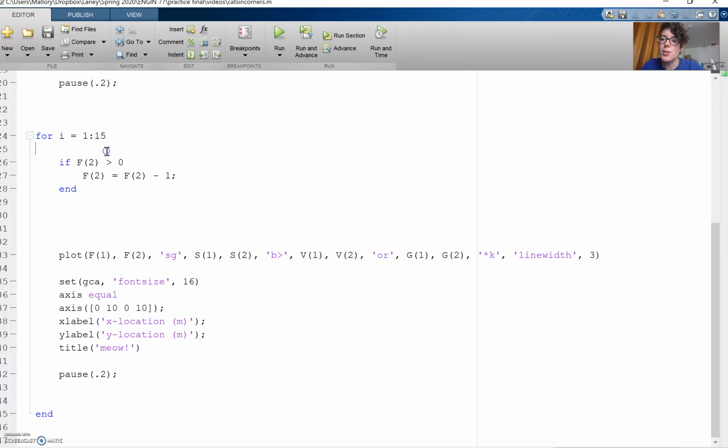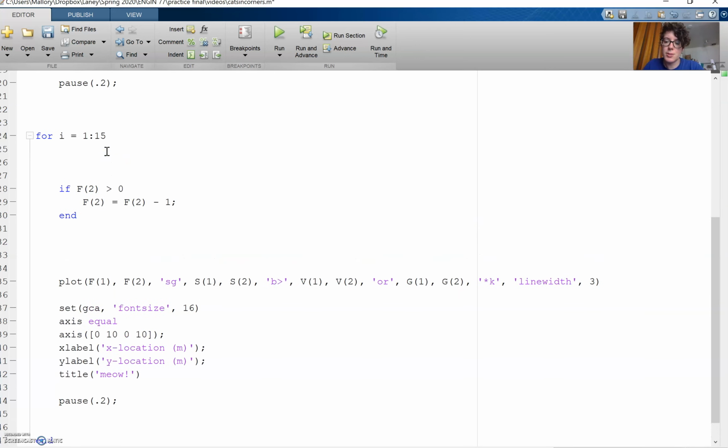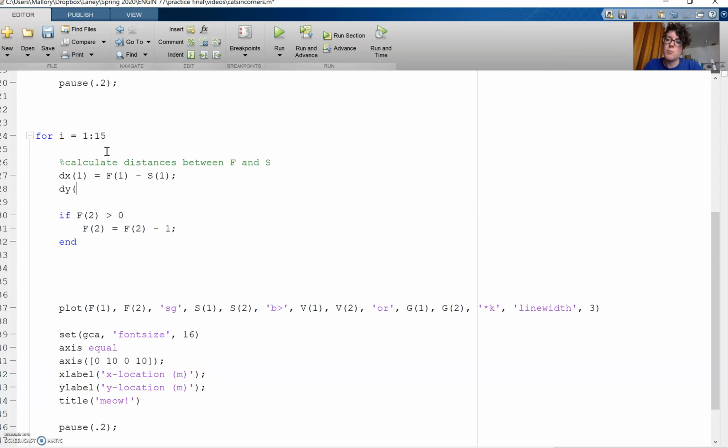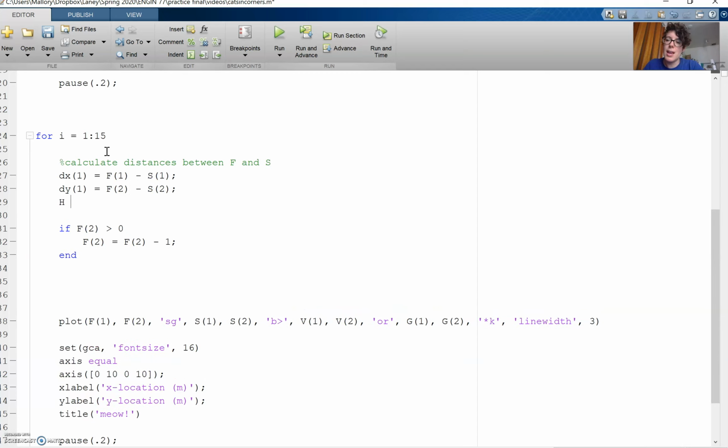Okay. So here we will have, first we're going to calculate distances between F and S. So here we have dx, and I'm just going to put it in the first element of dx is equal to F of 1, so the X location minus the X location of S. Dy of 1 is equal to the Y location minus the Y location of S. And then H is going to be the square root of dx squared plus dy squared.